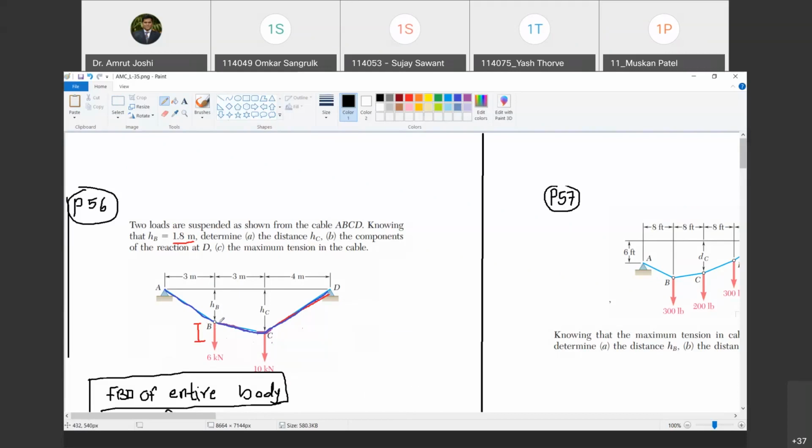And once you give a cut at B, there are two parts of the body, one on the left hand side, that is AB, and second on the right hand side, BCD. Are you with me? Yes, sir. So you can draw now free body diagram of any one of those parts.